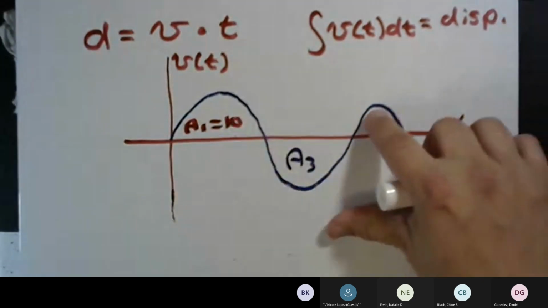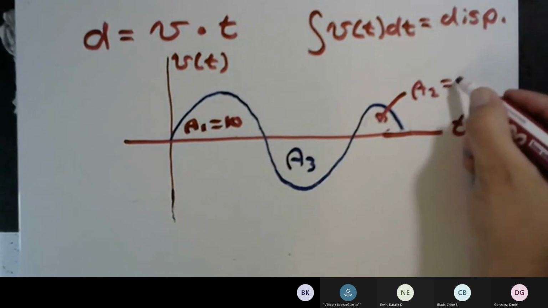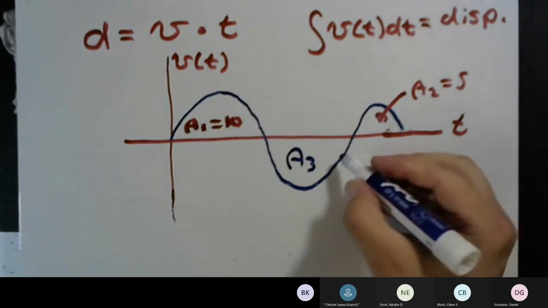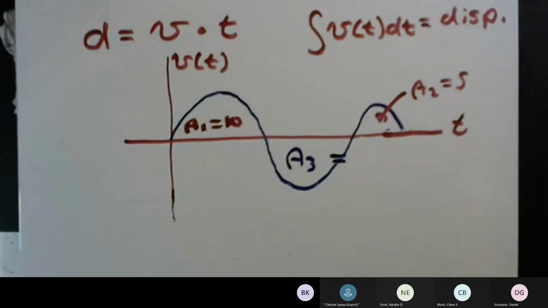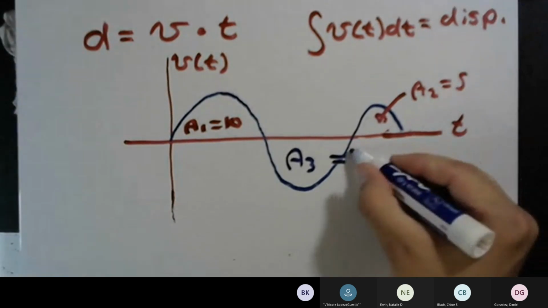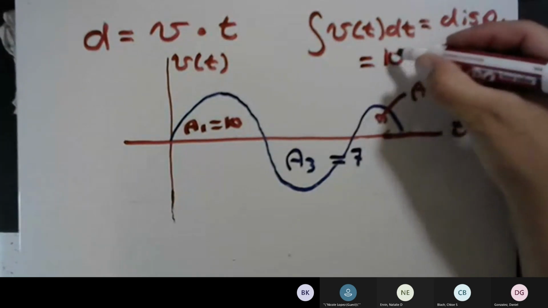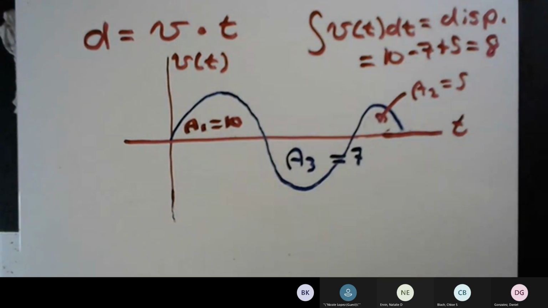Again, we'll just put the numbers in. A1 is 10, A2 is 5, and A3 is, say, 8, or 7, I think we said it was 7. In this case, it'll be 10 minus 7 plus 5, or 8. So that's displacement. When you get this negative area, what that actually means is it's taking away from your distance traveled.